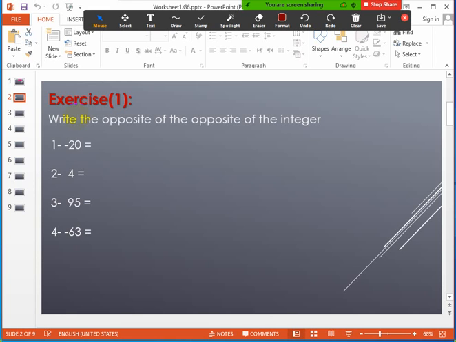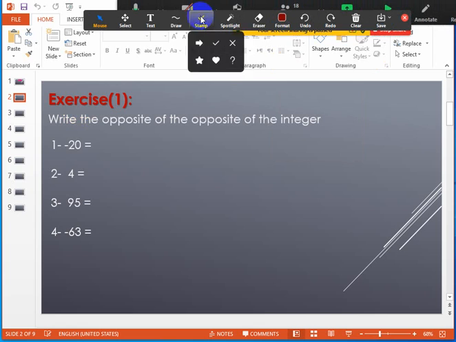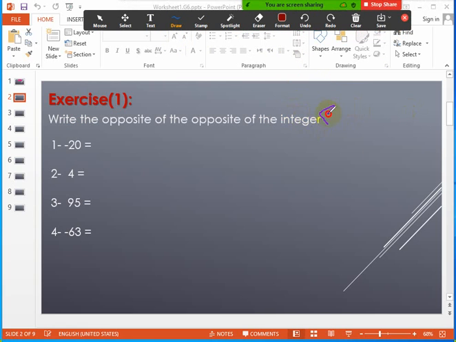So today we will start the opposite of the opposite. Did you remember that when we talk about the opposite of the opposite, girls? This is very important. This question, I like it, so it will take a star from me. So write the opposite of the opposite. You remember that I told you the opposite of any number equals what?